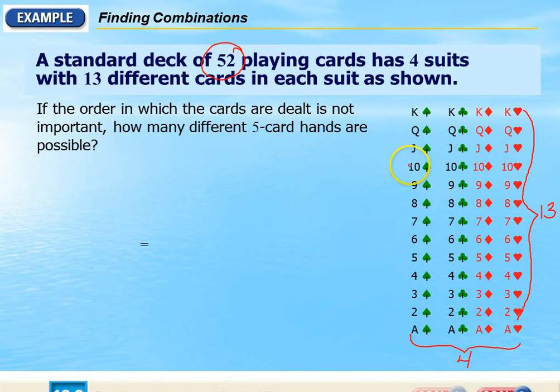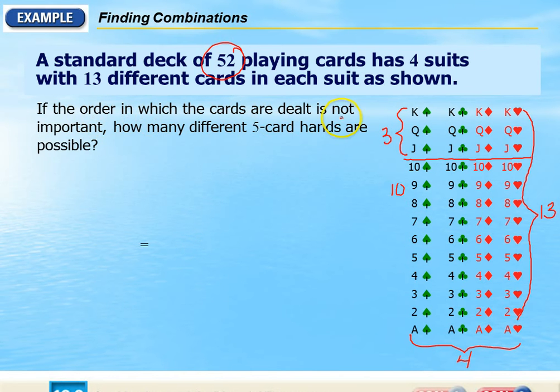Now, if they talk about numbered cards, how many numbered cards are there? There's 10 numbers. And how many face cards? 3 face cards inside each suit. So you could see this a lot of different ways, but that's your deck of cards. Okay, so here's my question.